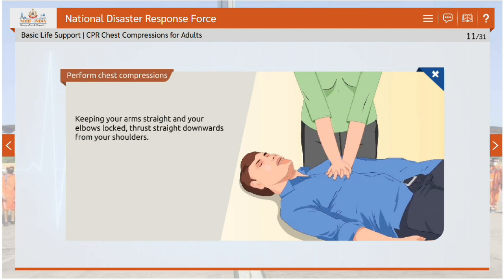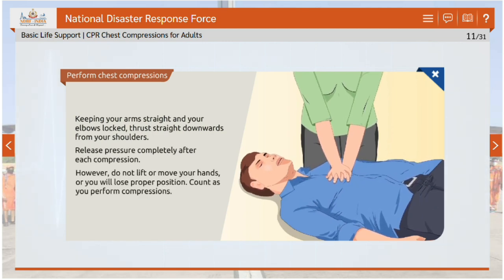Keeping your arms straight and your elbows locked, thrust straight downwards from your shoulders. Release pressure completely after each compression. However, do not lift or move your hands, or you will lose proper position. Count as you perform compressions.